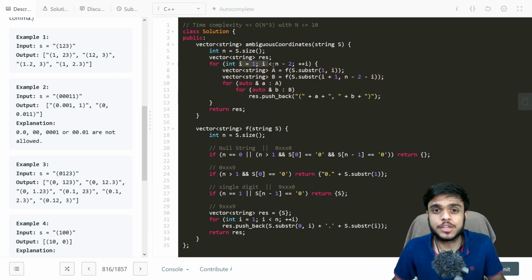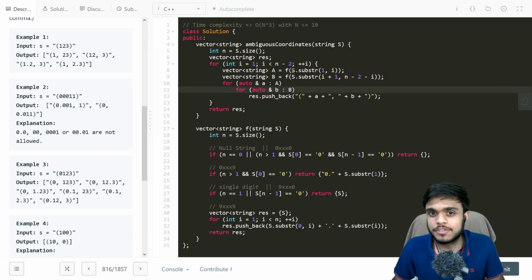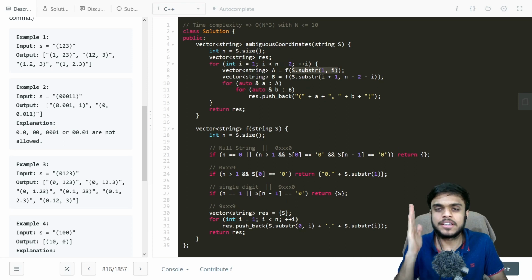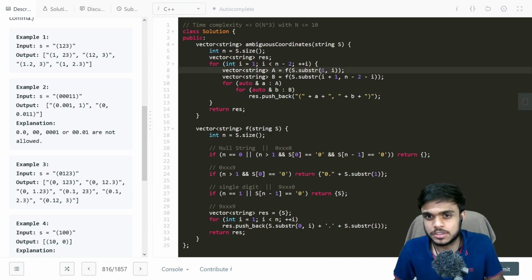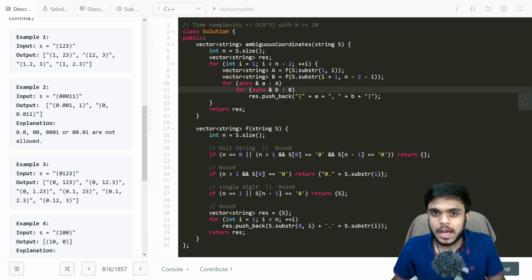These have indices equal to 1 to n minus 2 because we need to ignore the parentheses that we have. Okay, so after that we are creating two substrings with the help of s, and it would basically depend on the iteration that we have. The first substring would be from 1 to i, and the second substring would be from i plus 1 to n minus 2 minus i. And these two substrings are passed to our helper function f.